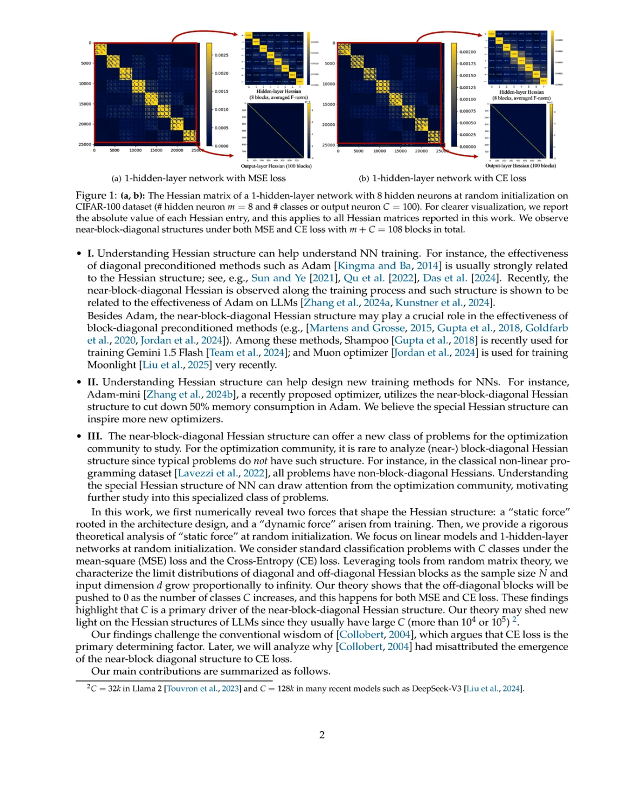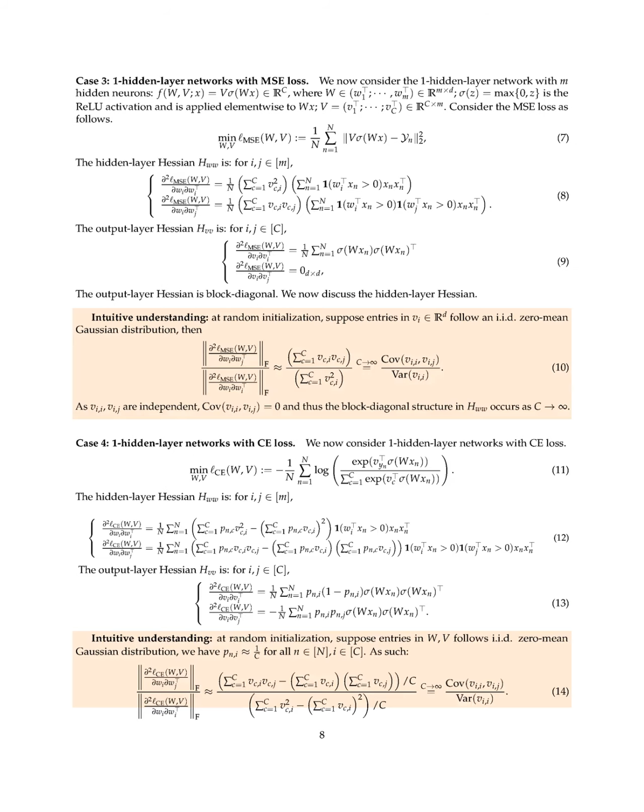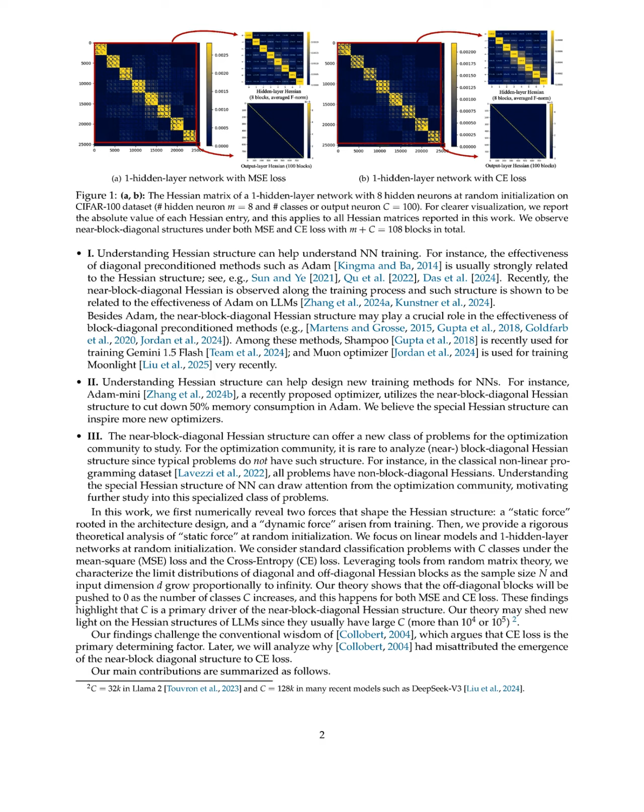Additionally, the near-block diagonal structure enhances the effectiveness of preconditioned methods, such as Shampoo and Muon, which are utilized in training large models like Gemini 1.5 and Moonlight. Overall, recognizing this structure can inspire the development of new optimizers and training techniques, ultimately improving the efficiency and performance of neural networks.